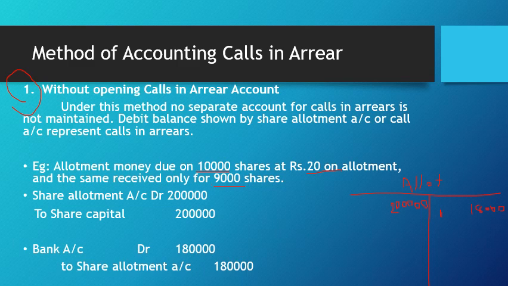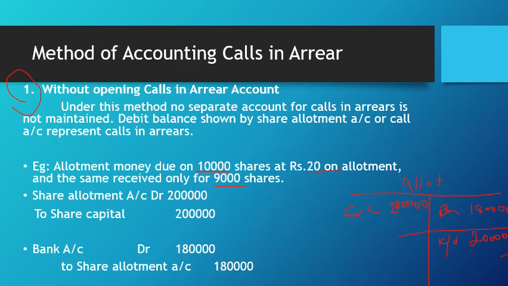Here it is bank to bank, because of bank, it is because of share capital. So still there is a balance of rupees 20,000. This is the debit balance because the debit side is higher. Actually, we have to get 2 lakh rupees in the form of allotment money, but unfortunately, we got it only for 9,000 shares, that is 1,80,000. So in that case, there is a balance of rupees 20,000.